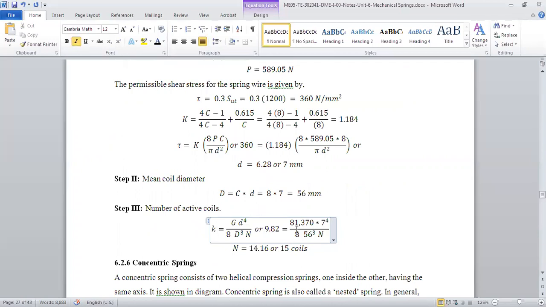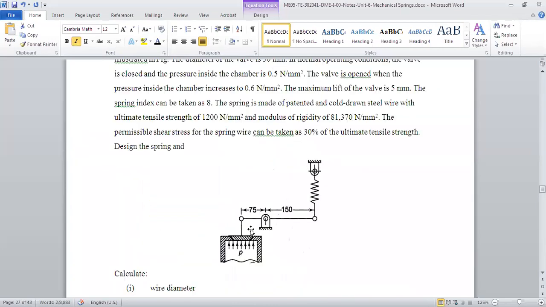So K is equal to G into d raised to 4 over 8 D cubed n. We know the 7 mm wire diameter, and also we know the mean coil diameter. So we can put the values in this formula, and we can find the number of coils as 15 coils. So in this case, that is the number of coils required.